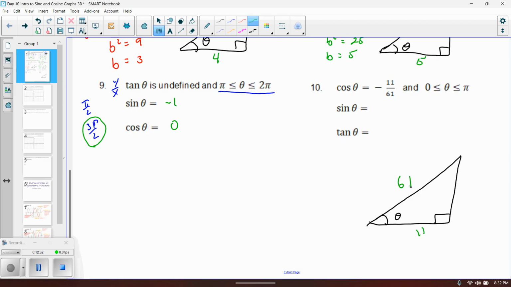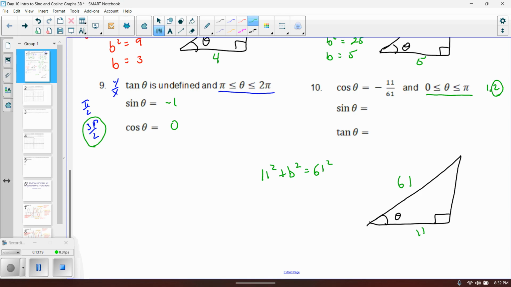And it tells us that this has to be in between 0 and pi, which is quadrants 1 or 2. But because cosine is negative, it has to be quadrant 2 since everything is positive in quadrant 1. So this is going to be a Q2 problem. We are going to need to use Pythagorean theorem to find our missing sides. So that's going to be 11 squared plus b squared equals 61 squared.